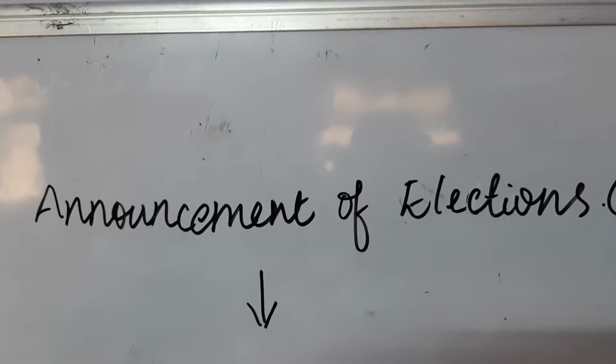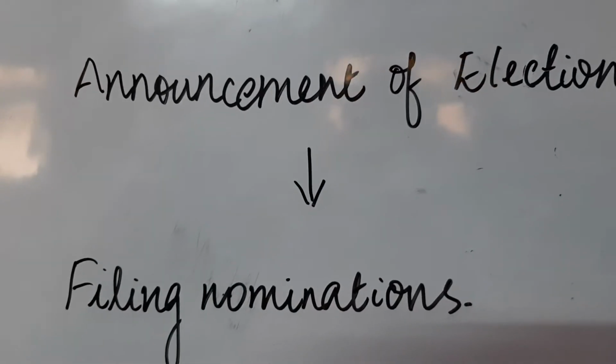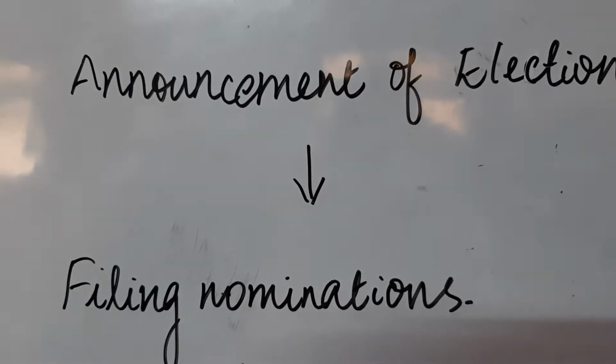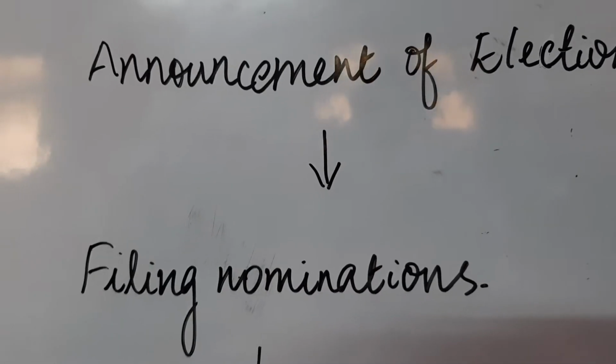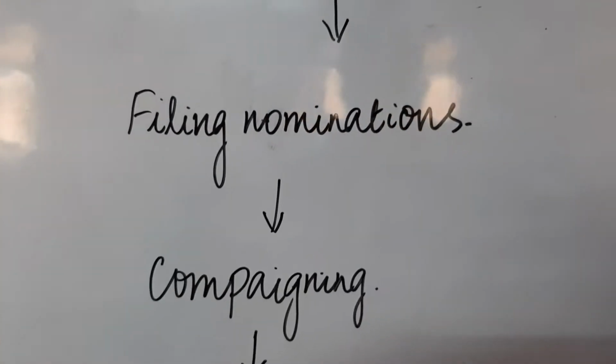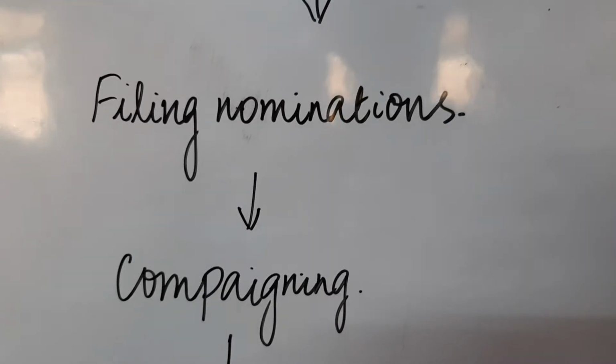They will announce the date, and after the announcement of dates, the candidates who are willing to contest the elections can file their nominations. So that comes under the second step, which is called filing of nominations. And the third part is called campaigning. In Tamil, the word campaigning means pracharam.